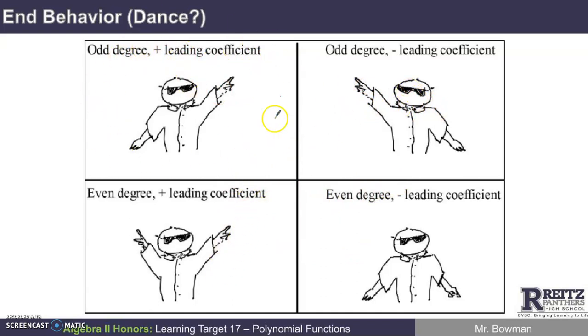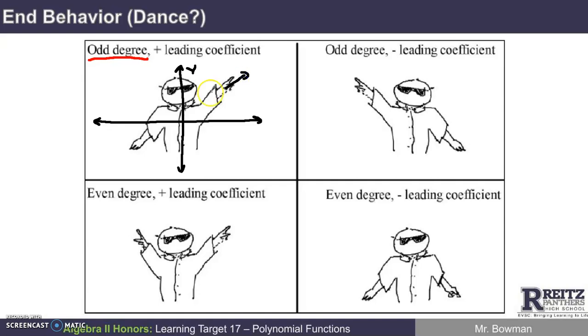So the first dance move here in the top left corner, this individual is dancing here, and his arms look like every polynomial function that has an odd degree. Remember, the degree is the biggest power of the term in a polynomial, and a positive leading coefficient. So the term that has the degree in it, we're going to decide if the term itself is positive or negative. If the term is positive and it has an odd degree, I'll add the axes in here, the end behavior will look a little bit like this gentleman's arms.